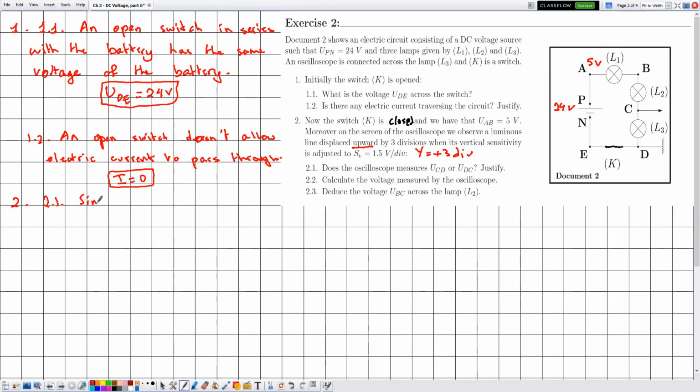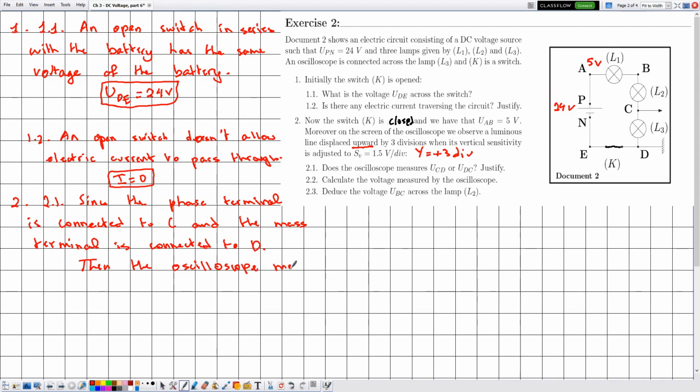Now, since the phase terminal is connected to C and the mass terminal is connected to D, then the oscilloscope measures UCD.